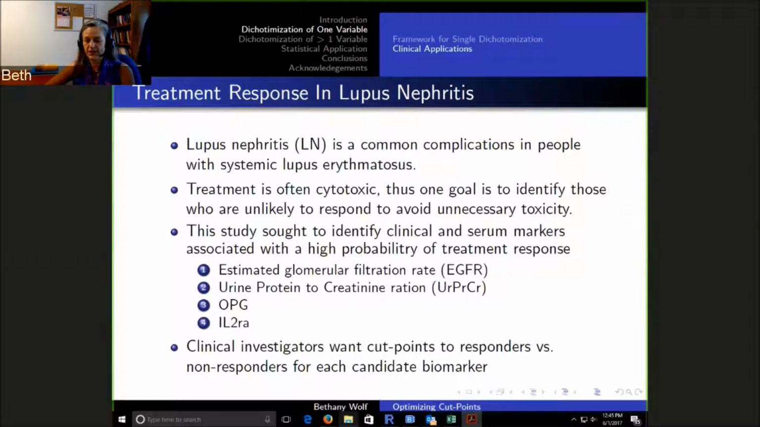And so again, we were looking at serum markers and trying to figure out what might suggest a high probability of treatment response. The common clinical markers that they use are the estimated glomerular filtration rate and urine protein to creatinine ratio, but we were also looking at OPG and interleukin-2 receptor alpha as 2 potential markers. And again, one of the things that we were interested in answering was, is there a cut point in any of these markers that makes a good distinction between responders and non-responders?